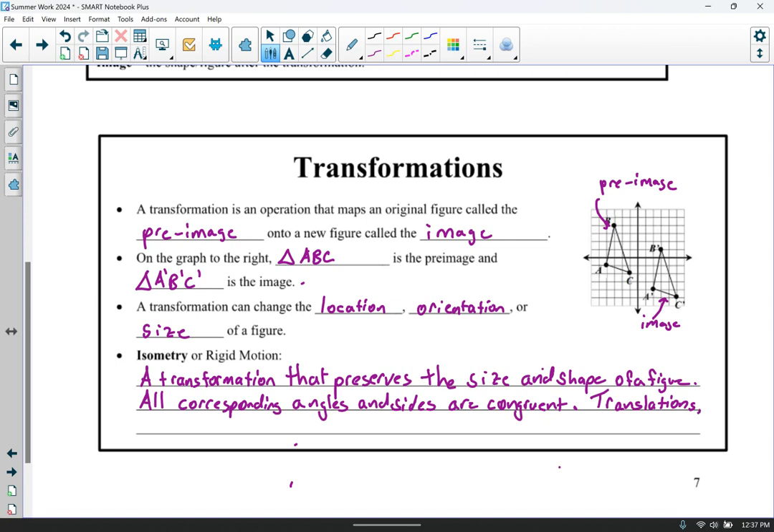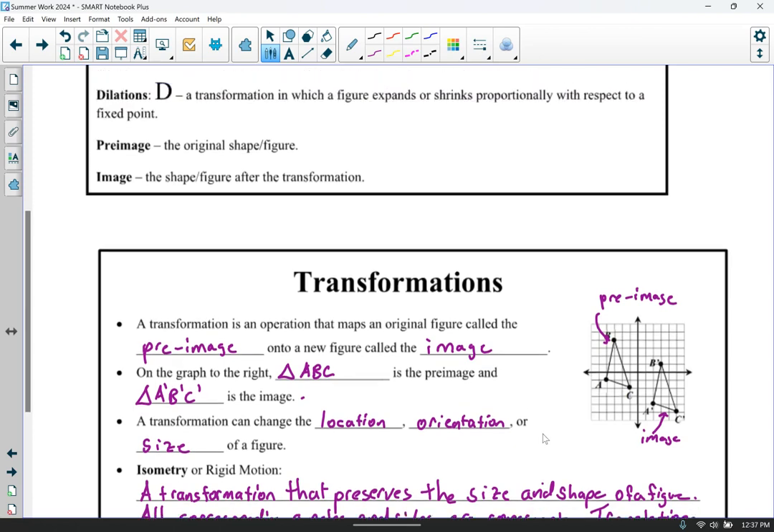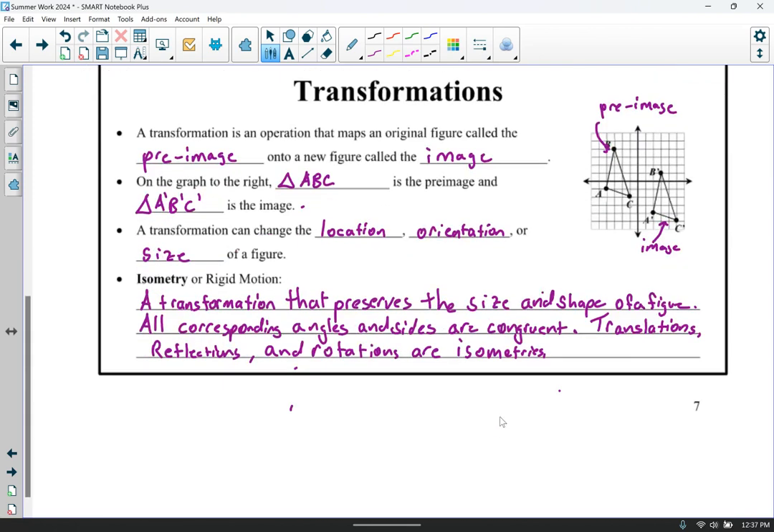Translations, reflections, and rotations are all isometries, which means the only one that is not an isometry is the dilation. Or a rigid motion is the other vocabulary.